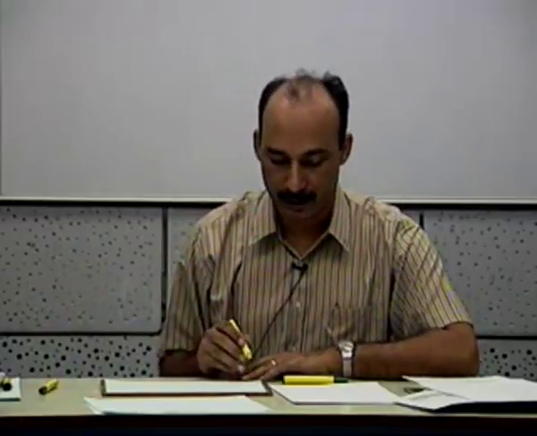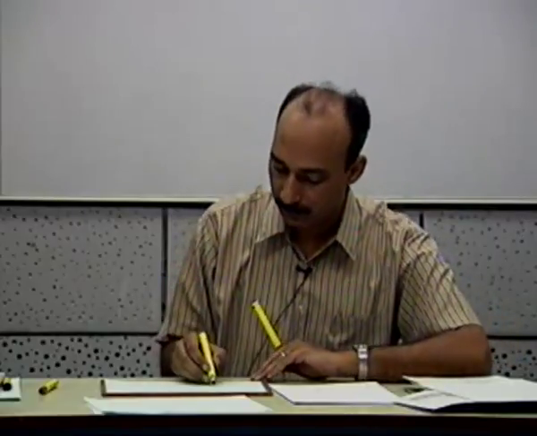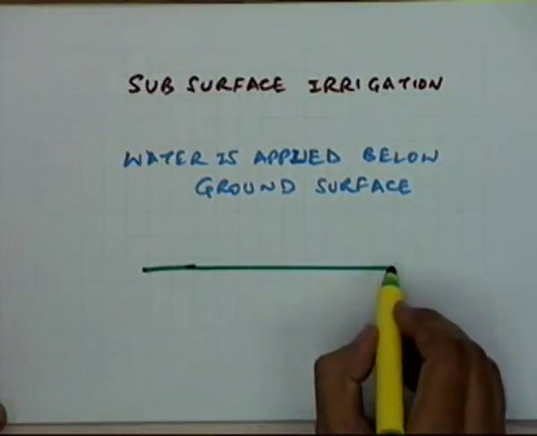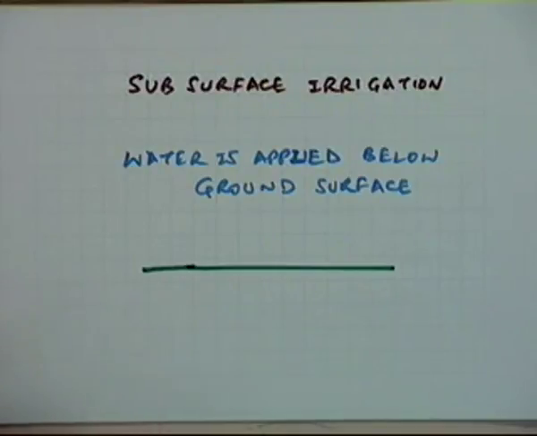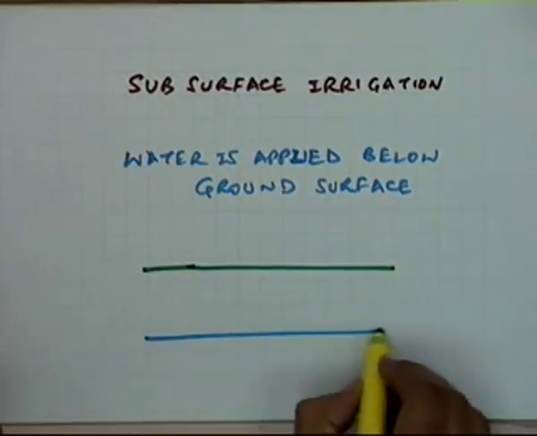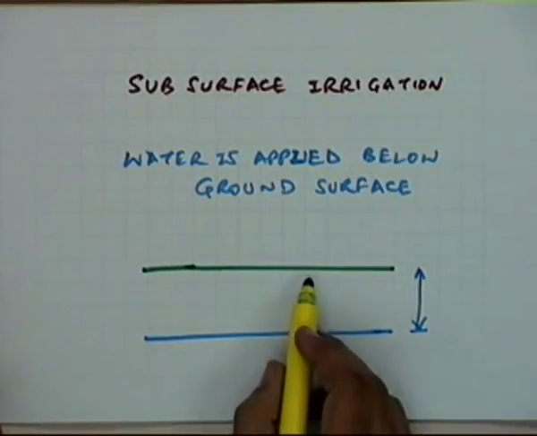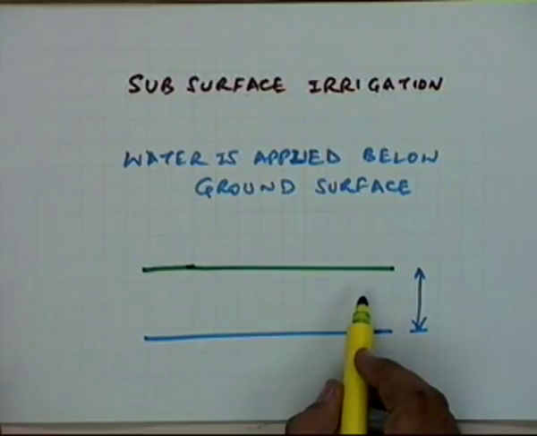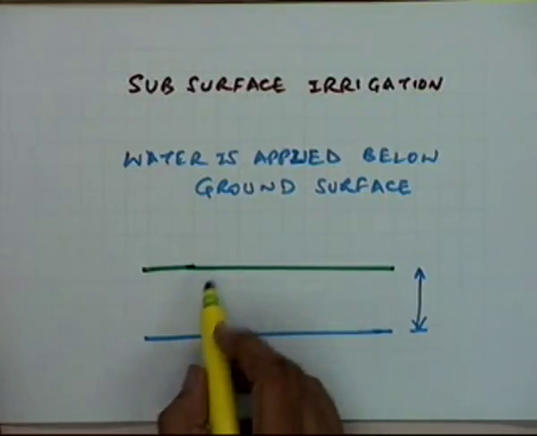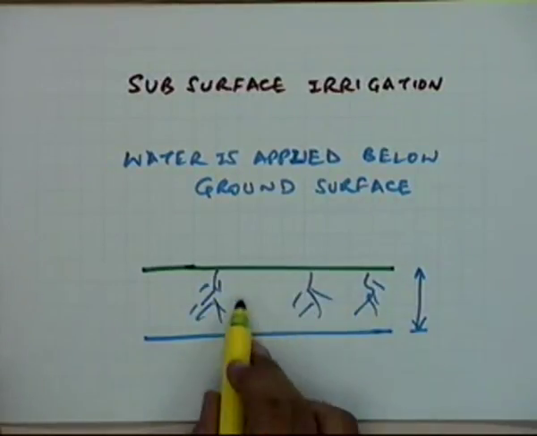If you just try to visualize, suppose this is your ground surface. Now, if you want to make the water available, because the root zone depth, we know, this is the root zone depth in which we are interested in. We want to supply moisture to the root zone depth, this area, because the plant root system is in this area, and because of that fact, this needs moisture.